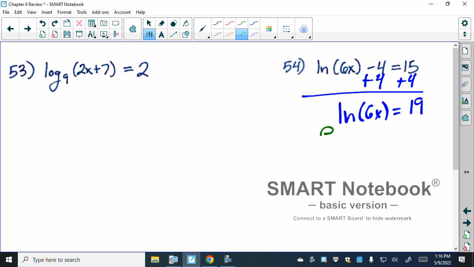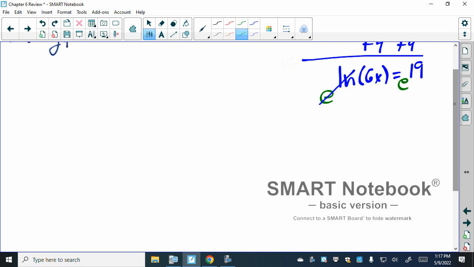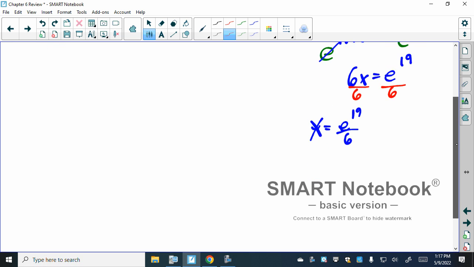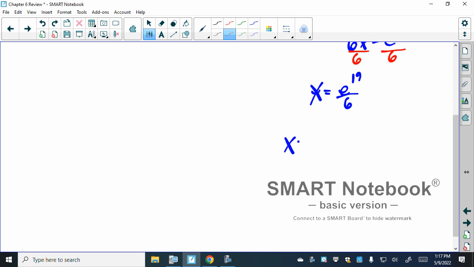At this point here, we would then apply e, because those would cancel, telling us 6x is equal to e to the 19th. And lastly, we would divide by 6. And this number is going to be quite big. I got 2974705.